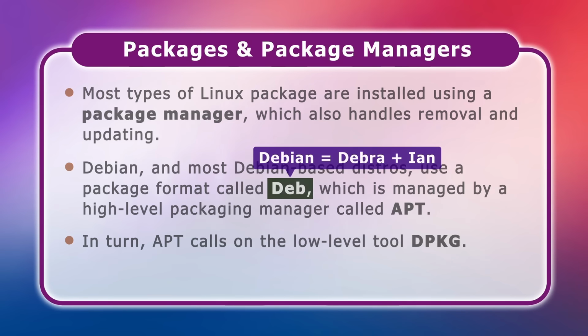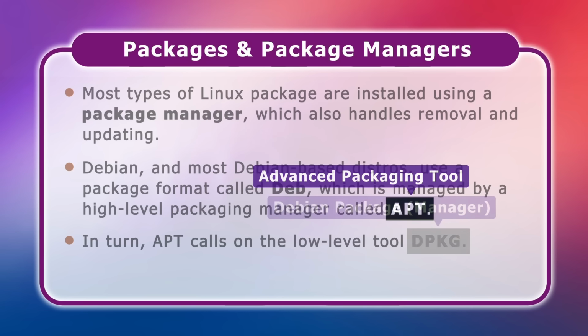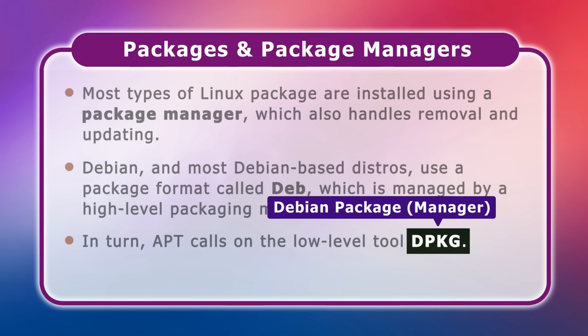Here, Deb stands for Debian, which was formed from the names Deborah and Ian, as the founder of Debian was called Ian, who had a partner called Deborah. So, in a sense, a Deb package is actually a Deborah. More conventionally, APT is an acronym for the Advanced Packaging Tool, whilst dpkg is short for Debian Package Manager.